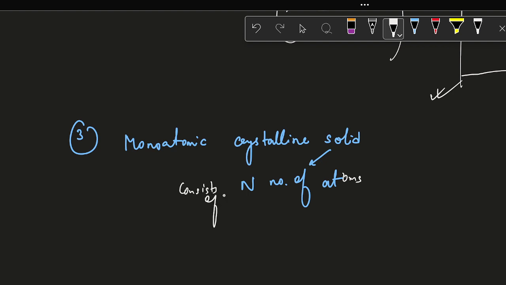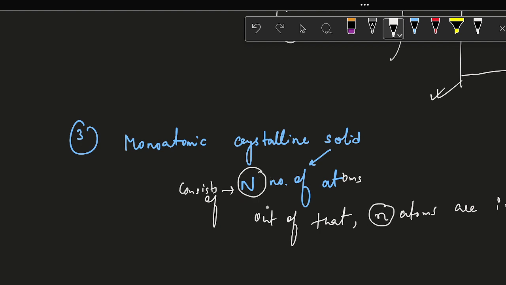Consists of a number of atoms, and out of that N atoms, small n number of atoms are positioned in the interstitial sites. Interstitial sites. These are the two quantities.